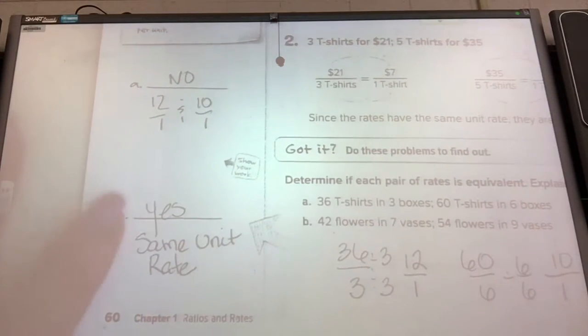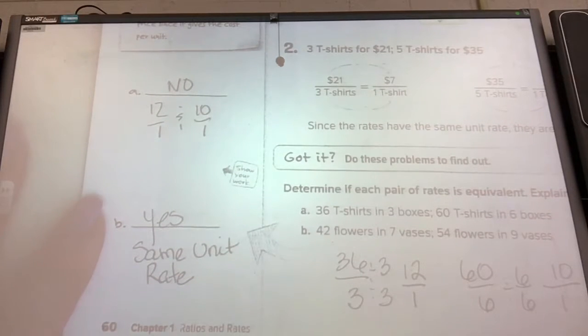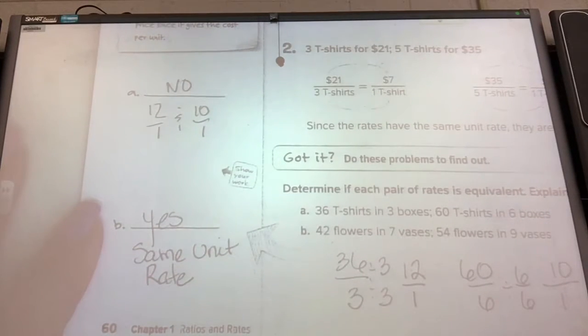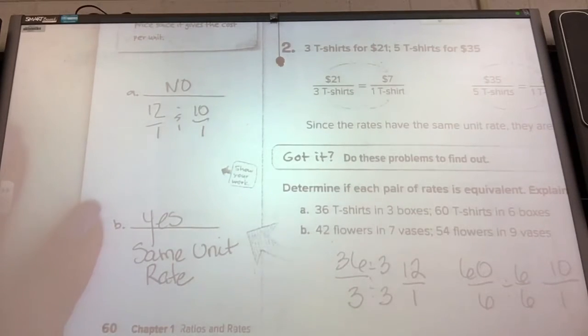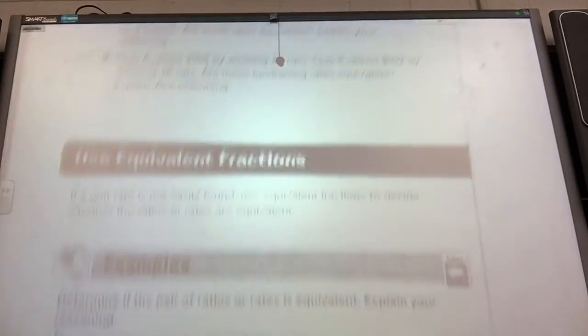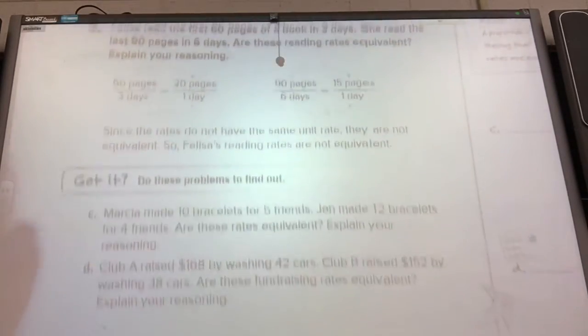All right, if you have questions, pause now, raise your hand, let me know. Remember, we are finding unit rate, unit cost today. We are comparing equivalent ratios. All right, we are turning the page. One more example to finish up this side of the lesson.